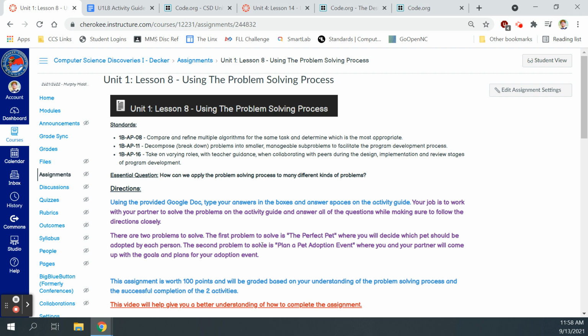Our central question for this lesson is, how can we apply the problem-solving process to many different kinds of problems? Well, let's find out. Our directions for this assignment are using the provided Google Doc. Type your answers in the boxes and answer spaces on the activity guide. Your job is to work with your partner to solve the problems on the activity guide and answer all of the questions while making sure to follow the directions closely.